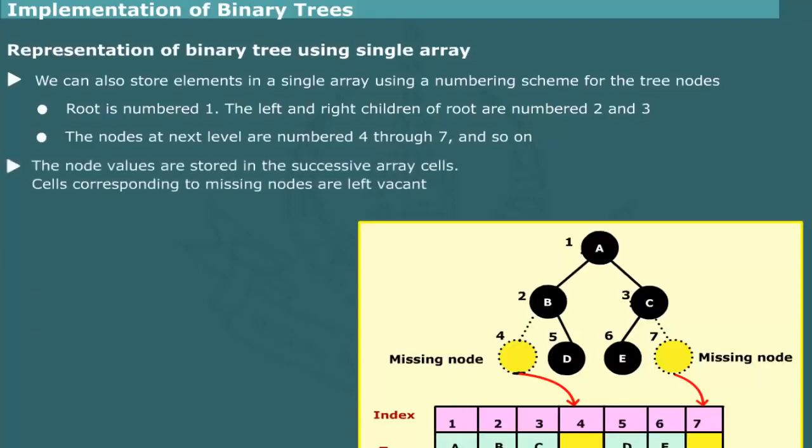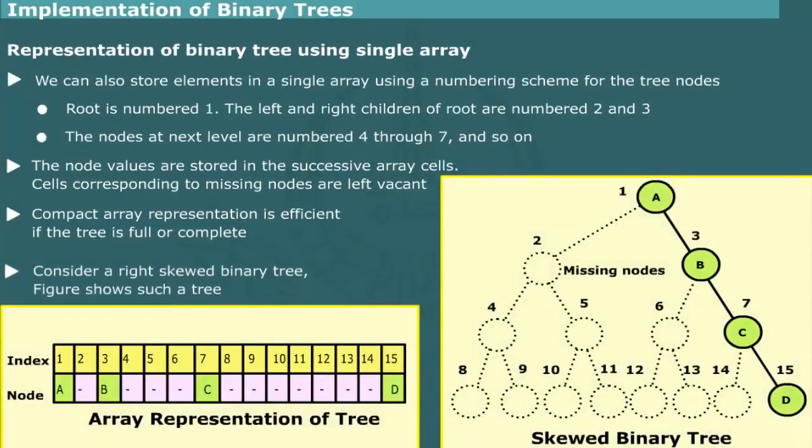In order to create an array for tree structure, we place node values in array cells according to the number assigned to the node. If a node is missing in the tree, the corresponding cell in the array is kept blank. The compact array representation is efficient if the tree is full or complete. Otherwise, a lot of space for missing nodes would be wasted.